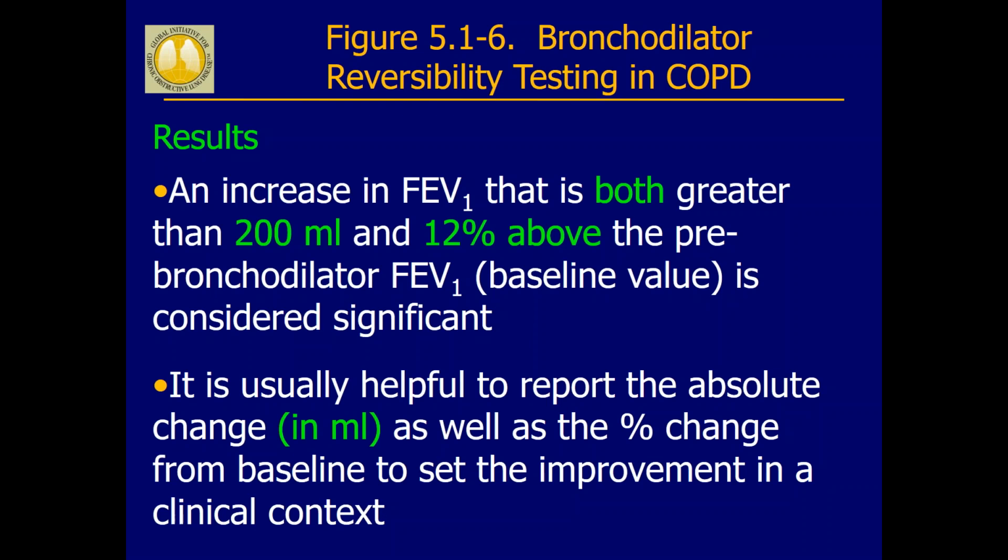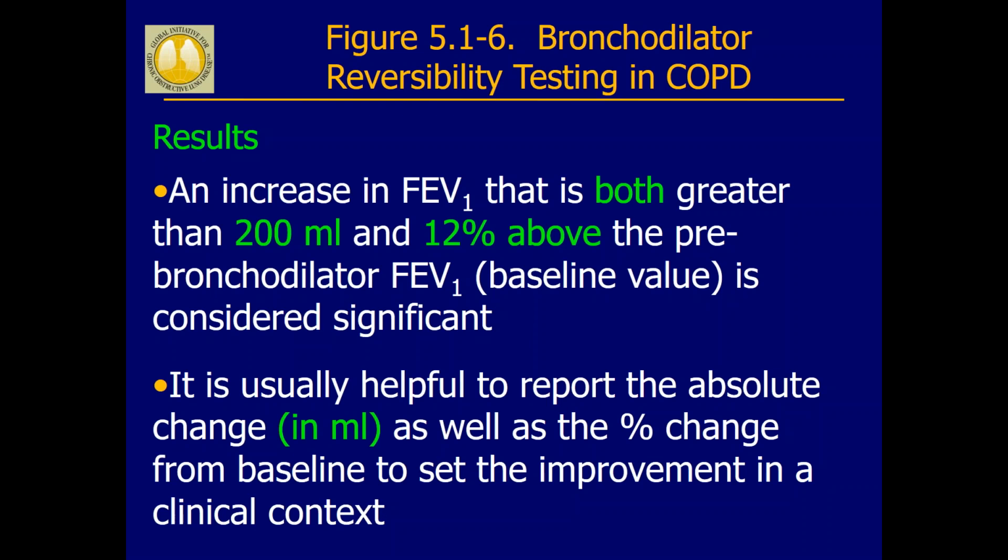It's usually helpful to report the absolute change in mLs as well as the percent change from baseline. The rationale is that even if it's not significant, even if there's a slight difference, like 5% and 100 mLs, maybe that's clinically important to the patient.